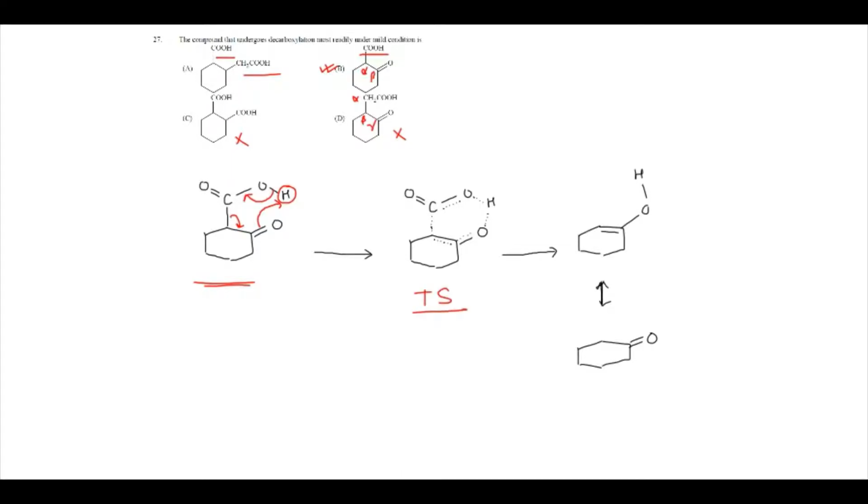where it will have a 6-membered cyclic structure. Look at this, a 6-membered cyclic structure where some bonds are breaking and some new bonds are forming, and this 6-membered cyclic structure is very stable. That means the transition state will have less energy. That means the activation energy of this reaction will be less.